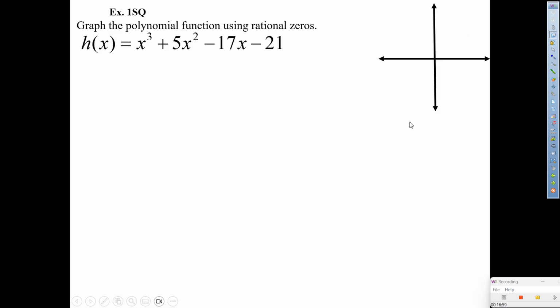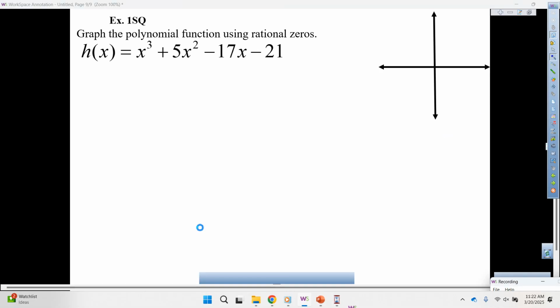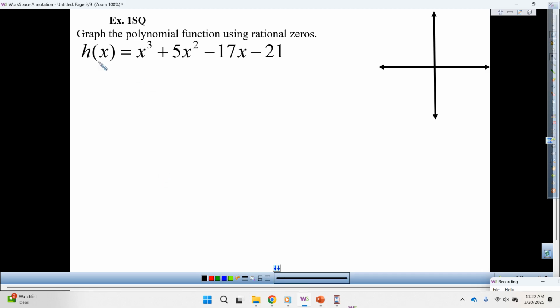Go to the next one, example 1 super cube. And if you notice, it's starting to get a little bit more intricate. So first things first, check this out. Let's set it equal to 0. x cubed plus 5x squared minus 17x minus 21. Question, is this a trinomial? No, not anymore, Mr. Q. All right. Is there a GCF, everyone? No. So at this point, we use the rational zeros theorem. So we make a fraction.